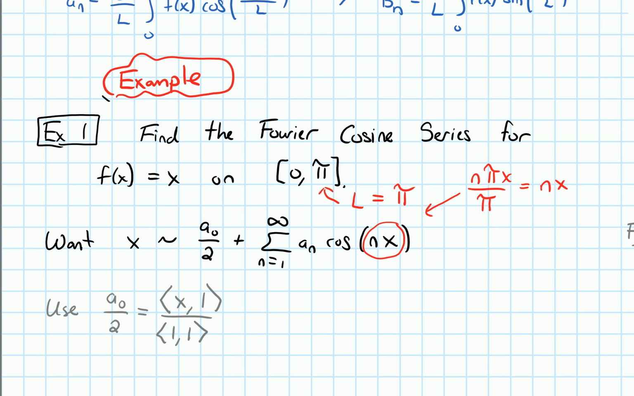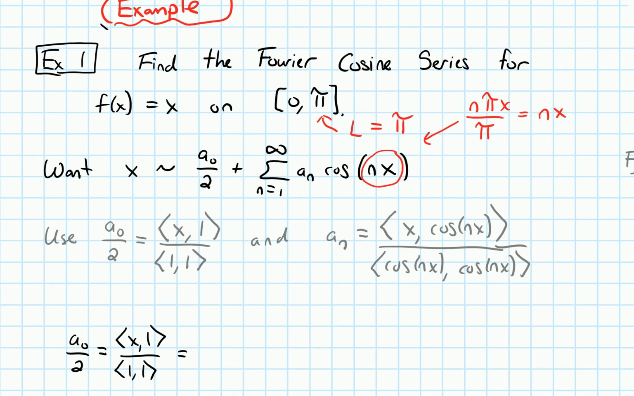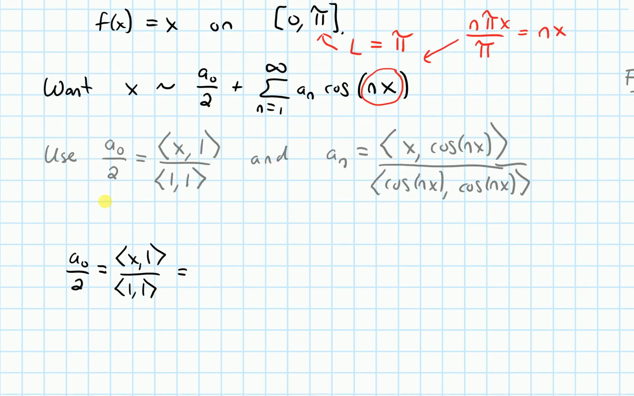The formula for a sub n comes from projecting x onto the cosine terms. So look at the inner product of x with cosine of nx, divided by the inner product of cosine of nx with itself. All right, so we have these two formulas. Let's begin by figuring out what a naught over 2 is.